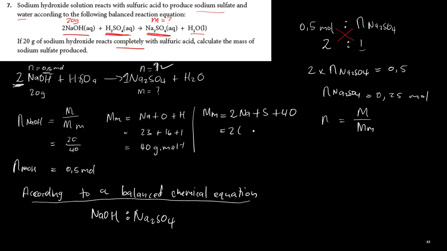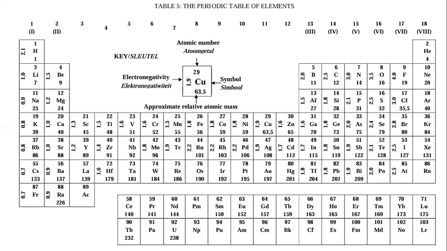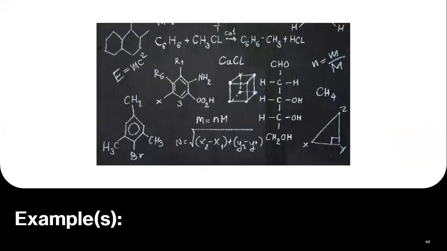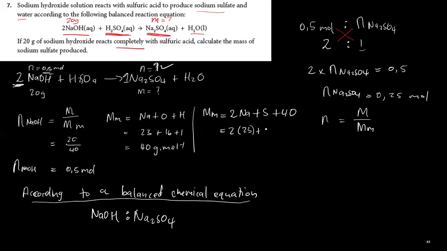Sodium is 23 from the periodic table. Sulfur, number 16, is going to be 32. And oxygen is going to be 16. So when we punch everything on our calculator, 2 multiplied by 23 plus 32 plus 4 multiplied by 16, we get 142 grams per mole.